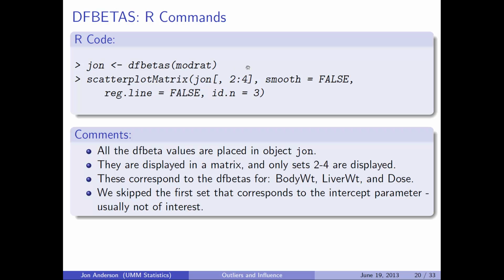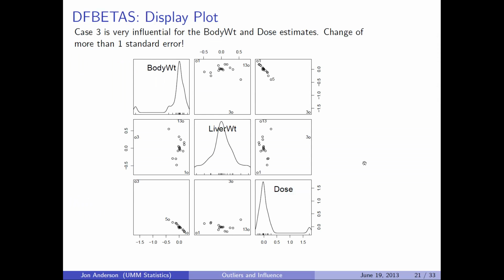That's what 2:4 means: use the second, third, and fourth columns, which are going to correspond to the beta vectors for body weight, liver weight, and dose. I'm not going to display the DFBETA for the intercept parameter just because it's not that interesting. In the scatterplot matrix, I'm going to have unusual cases identified with the id.n option. And here is the display of DFBETAS.